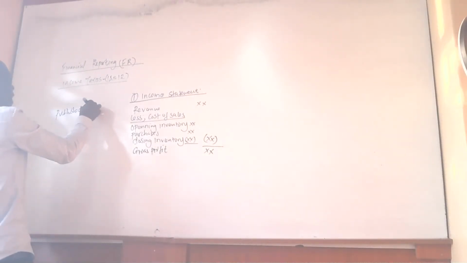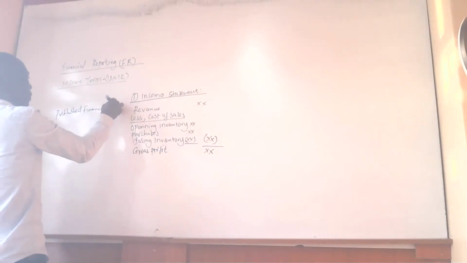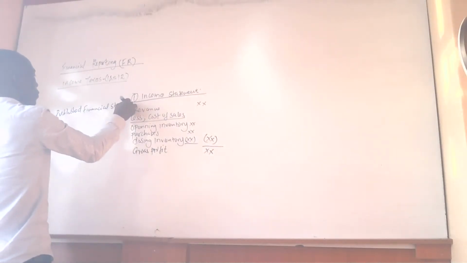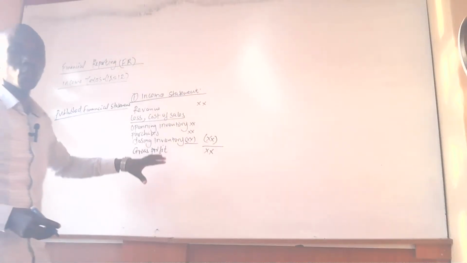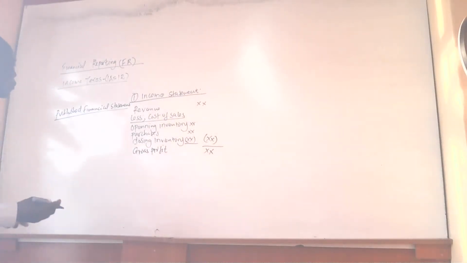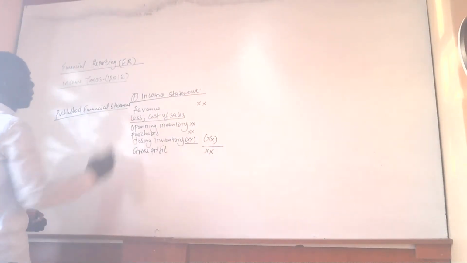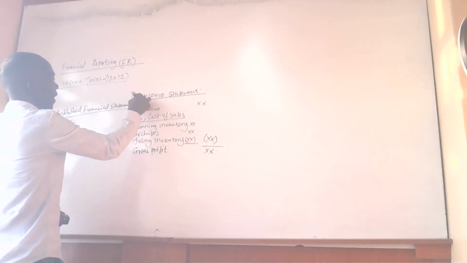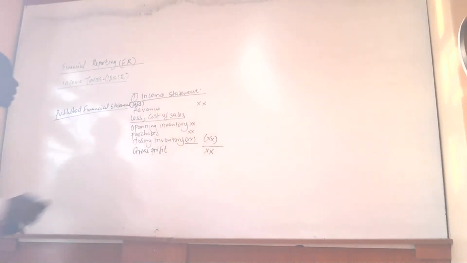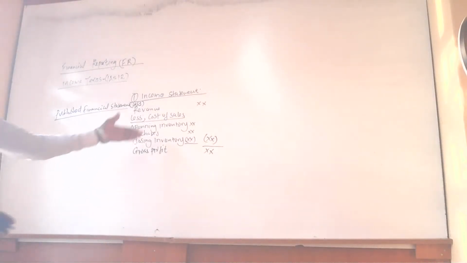But now, in this case, we are going to look at the published financial statements. How do we present this information that we have here in a published financial statement according to International Accounting Standard 1? How are we supposed to present this information?